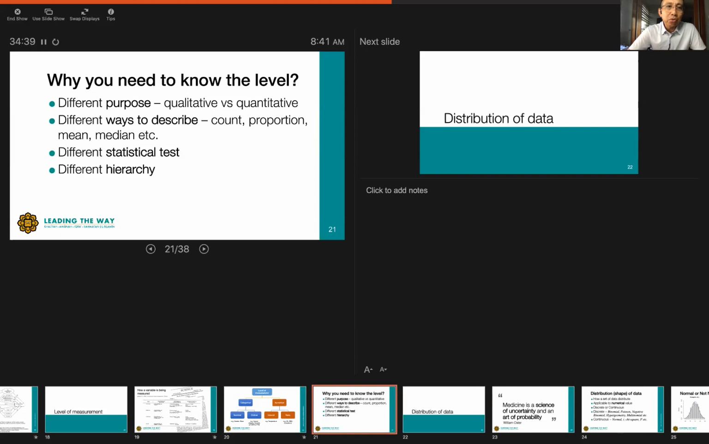Later, Dr. Adi will go through with that. And for your information, different level, different measurement also have different hierarchy. Different hierarchy in the sense that what you can do with the data. I mentioned just now, sex, for example, you can only count, but you cannot measure the mean. But if you look at, for example, blood glucose, you can measure the mean of blood glucose if you want. And then the possibility of information or value from blood glucose is infinite, depending on how precise your instrument is. So that is number 3.